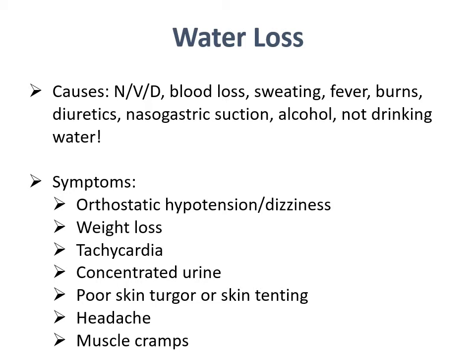Muscle cramps can occur from poor blood flow, but also often you have lost electrolytes as well. And electrolytes are very important for normal muscle function, so that can lead to muscle cramping.